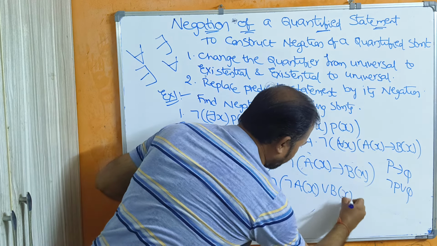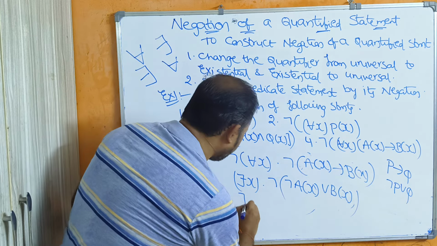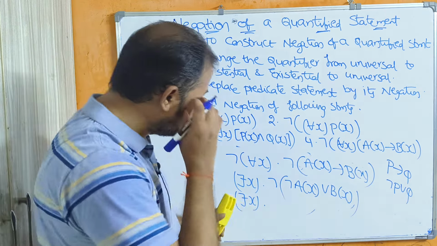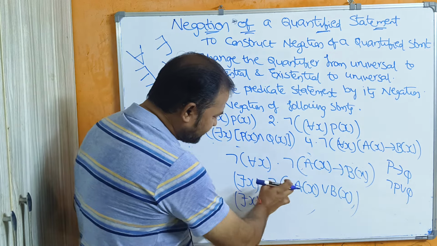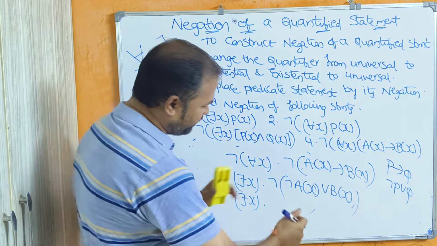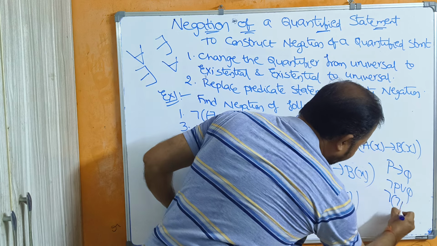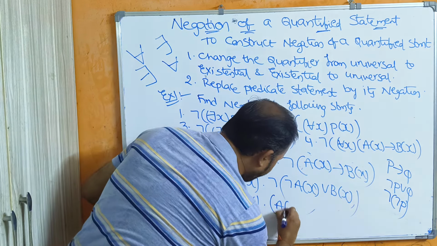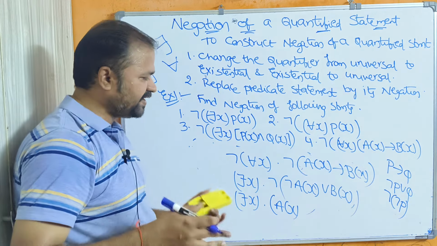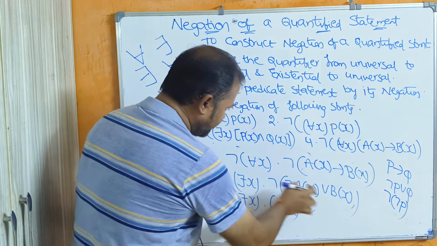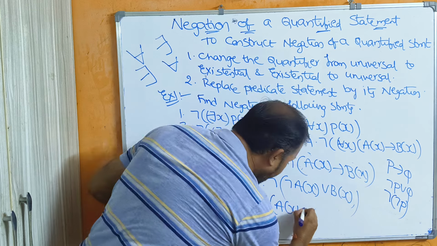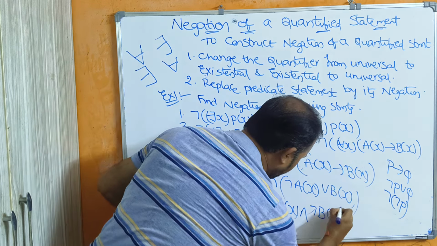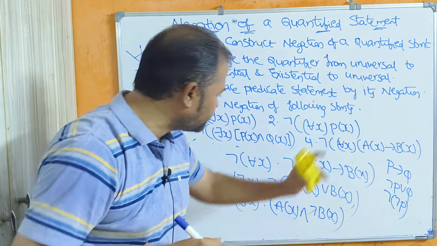So negation of p or q is equal to there exists x, negation of negation p. Here we can write this as negation of negation a of x. We have a formula: negation of negation p equals p. So we can write this as a of x. Why? Because negation of negation is nothing but the actual proposition. Negation of 'or' is nothing but 'and', and next negation b of x. So this is the result for the fourth one.